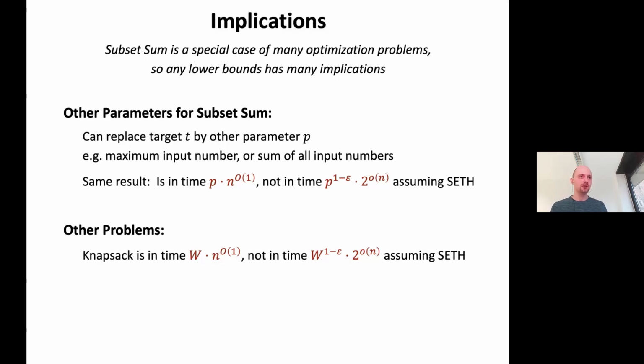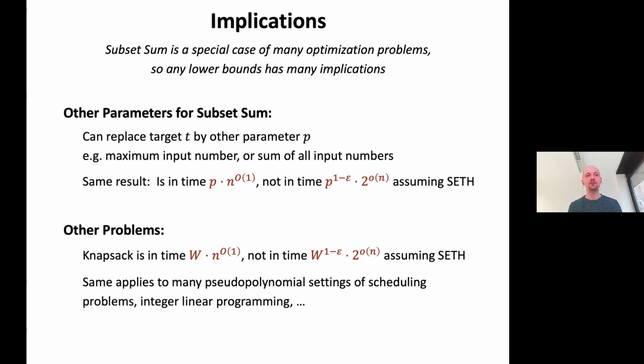And classic dynamic programming algorithms solve knapsack in time W times n, so in particular W times poly(n). And if you would solve it in time W to the 1 minus epsilon times 2 to the little o of n, then just by this reduction from subset sum to knapsack, you would violate this lower bound for subset sum. And the same applies to lots of other pseudo-polynomial time settings of scheduling problems or some forms of integer linear programming or so.